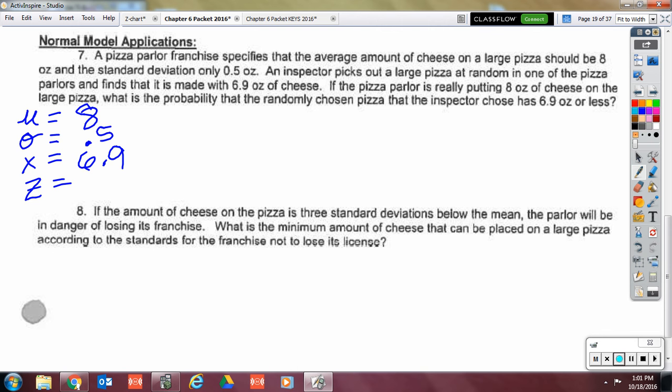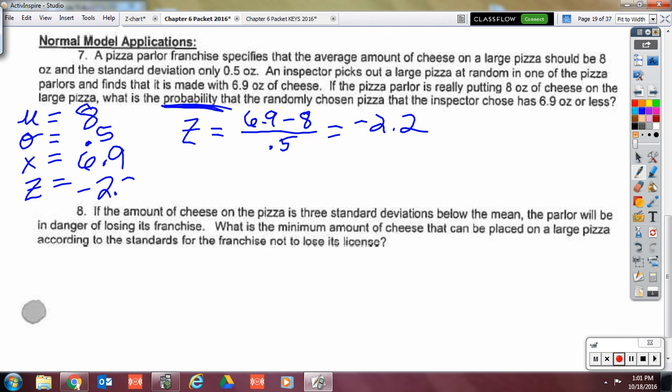Norm CDF. Oh, sorry, that was our Lego movie song. So we're going to eventually need to find a shaded area, but first, we need to get the z-score. All right, so get that z-score first. X minus the mean over the standard deviation. Okay, so negative 2.2 is our z-score.